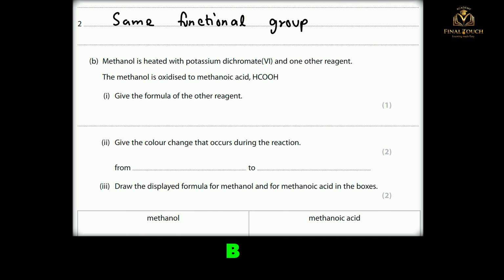Moving on to part B. Methanol is heated with potassium dichromate(VI) and one other reagent. The methanol is oxidized to methanoic acid. Give the formula of the other reagent. So the other reagent we use to oxidize methanol is H2SO4, sulfuric acid. Give the color change that occurs during the reaction. We know it changes color from orange to green.